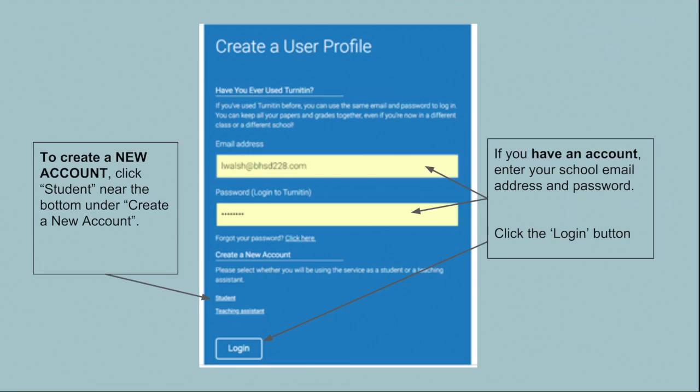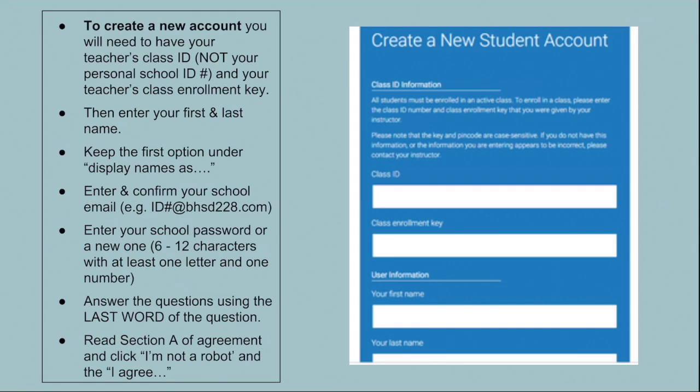This screen will be your Create a User Profile account. When you do not have an account yet, all you need to do is scroll to the very bottom and under Create a New Account, click the student link. That's all you need to do on this screen. If you have already established an account and you've clicked the login link, then that's when you enter your email address and your password.